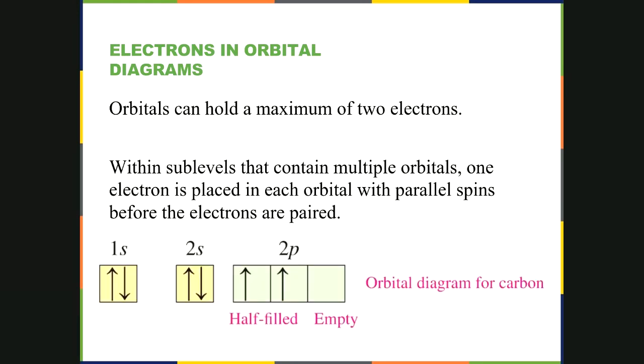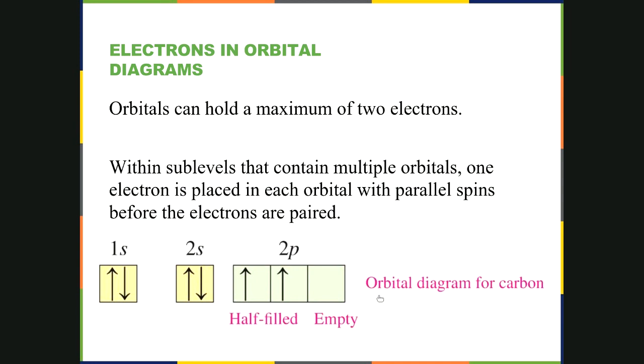Now, remember, an orbital can hold a maximum of two electrons. Now what happens if I have multiple electrons within a sublevel? Should I put two electrons in the same orbital or spread them out? The rule states that they're actually more stable when they're in separate orbitals. And it kind of makes sense. You think of electrons as negatively charged particles. So if you have to put two electrons within the same sublevel, they'd probably want to be far away from each other because they have similar charges.